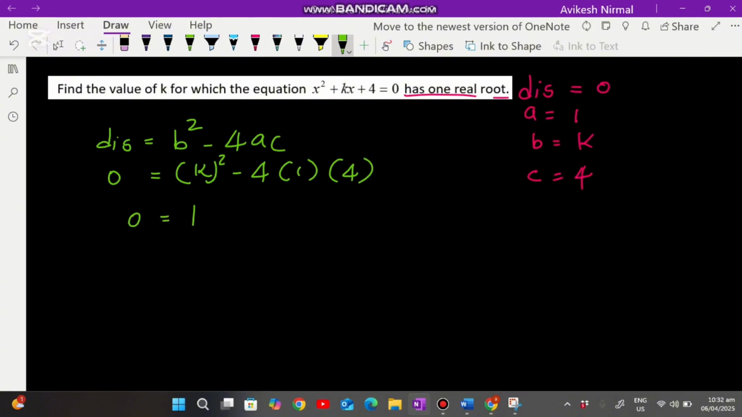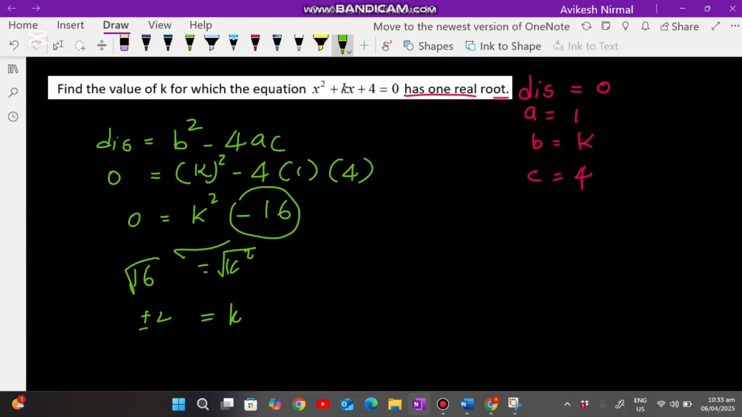Solving for k, this becomes k squared minus 4 times 4, which is 16. So once again, I think same solution. This is positive 16 equals k squared. Taking the square root on both sides, k is positive and negative 4. Therefore we can say k is an element of negative 4 and positive 4.